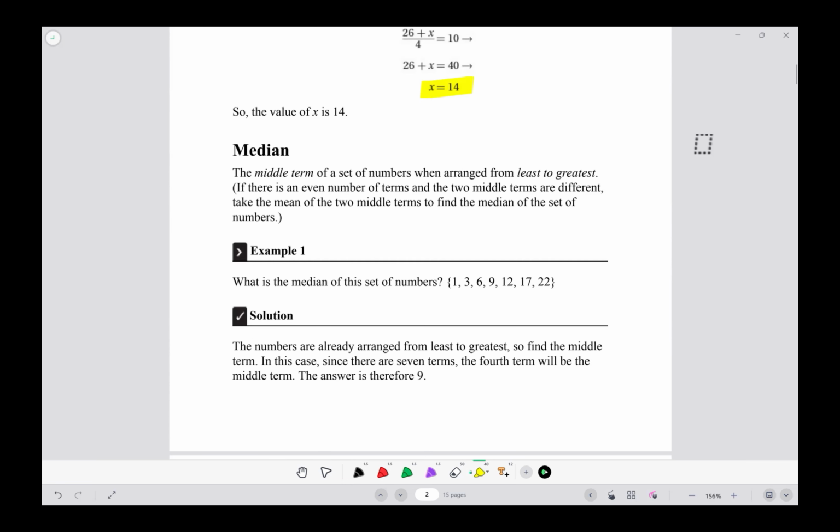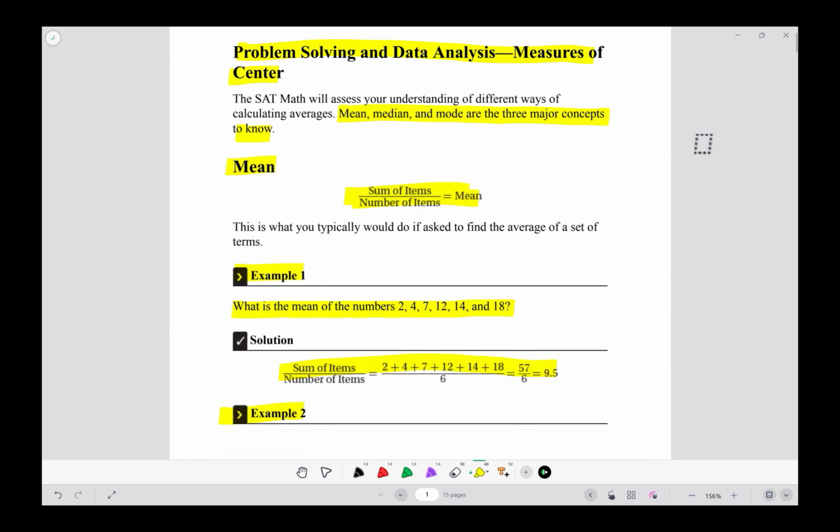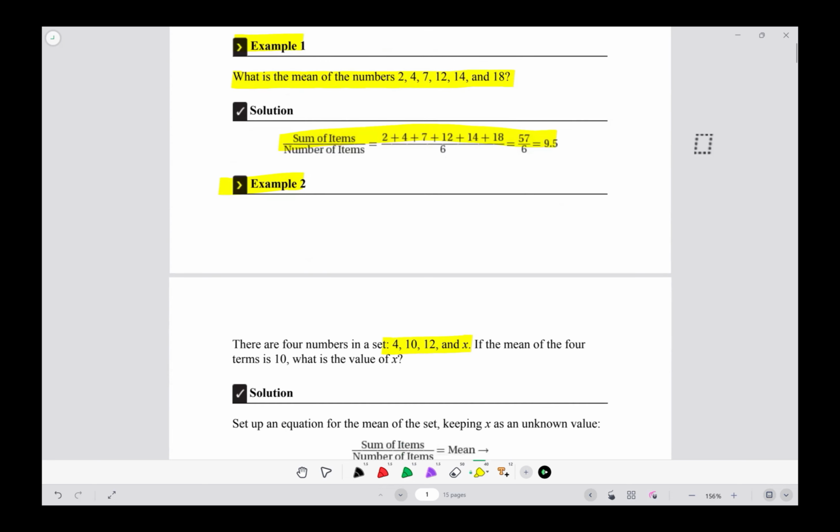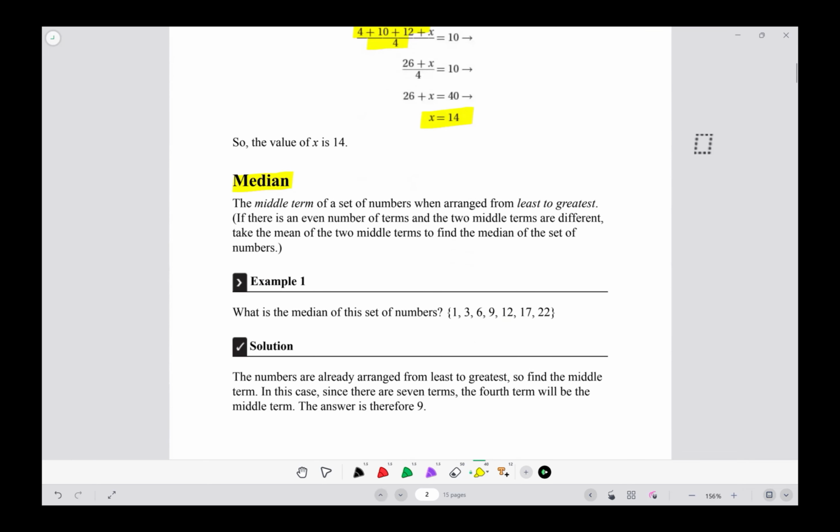Then we have the median, because in this chapter we're going to deal with measures of center. We're just working with mean, median, and mode. The median is basically the middle term, which is found when we arrange the numbers from least to greatest. This is how we find the median.